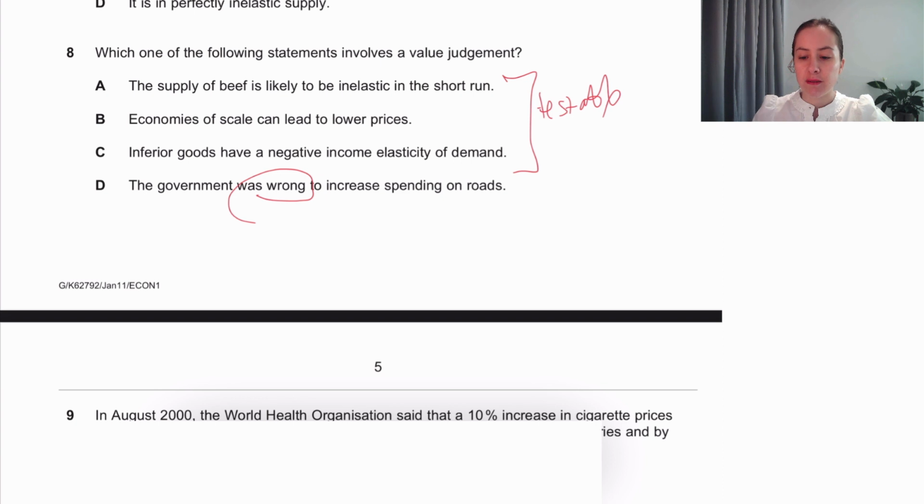You can test if beef is inelastic. You can test if economies of scale can lead to lower prices. You can test all those, but you can't test this idea that it's wrong because some people have different opinions as to what they value.